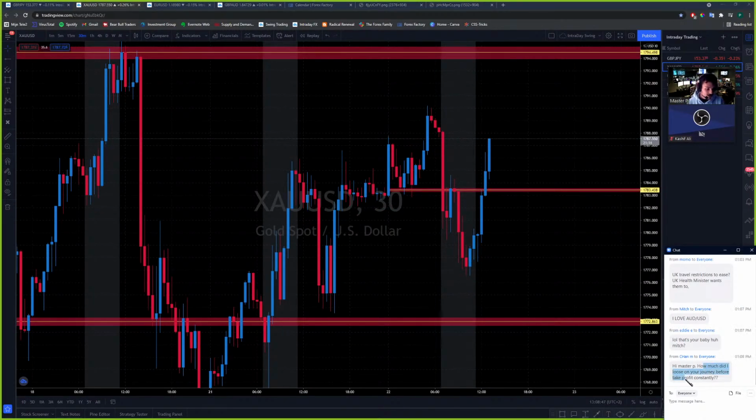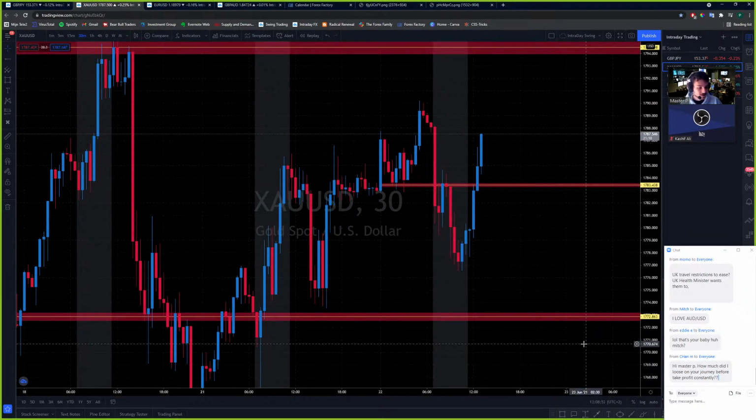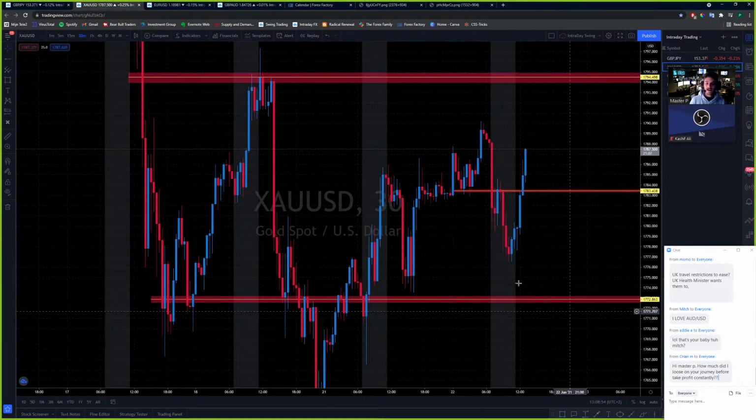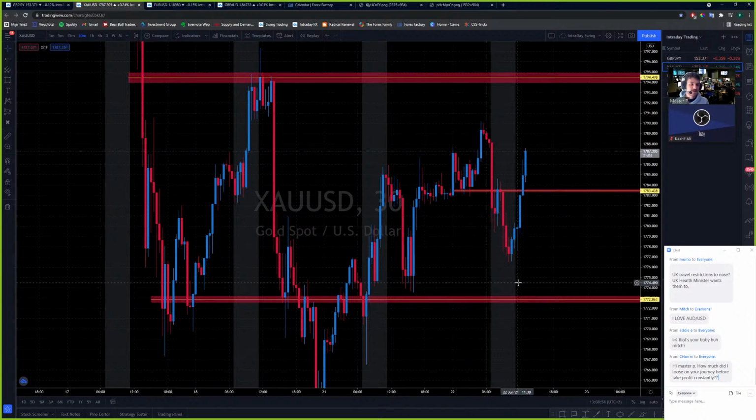How much did I lose on my journey before taking profit constantly? I didn't lose that much, to be honest. So in my scalping journey, I basically lost in my first year 9% of my total account. It never went below 10%. I lost about 9 point something percent, and the majority of that was commission.